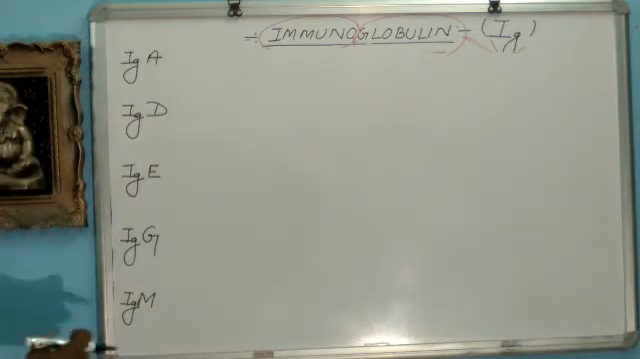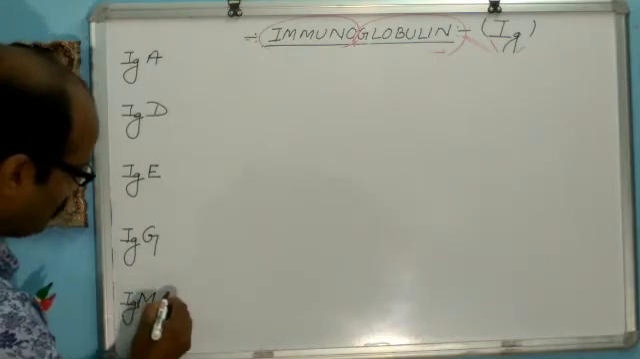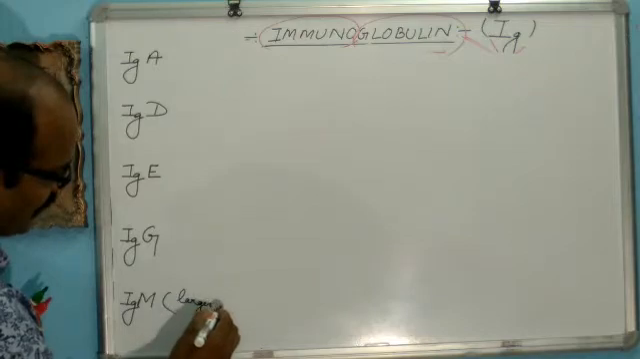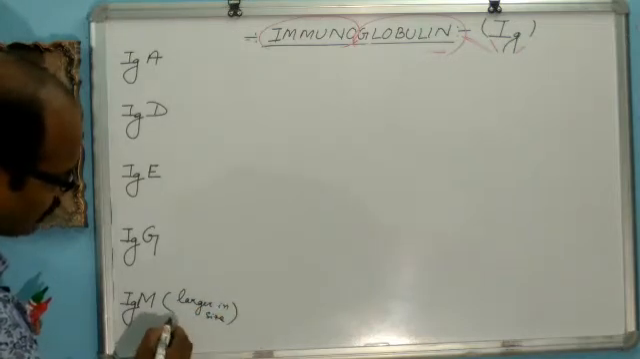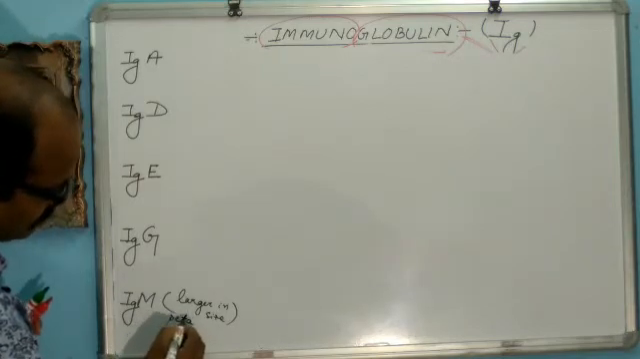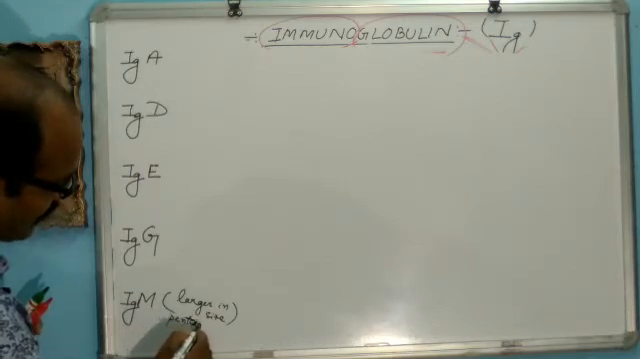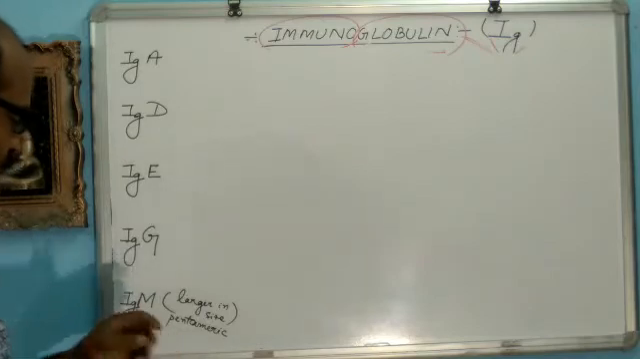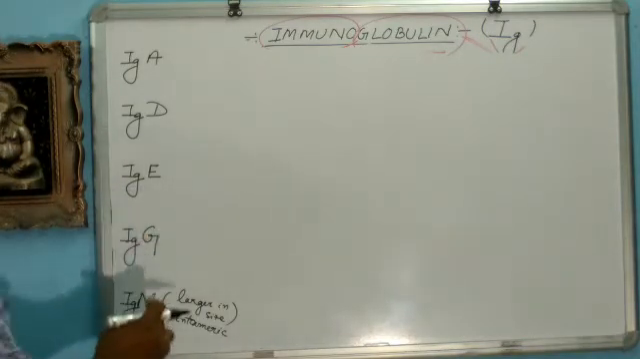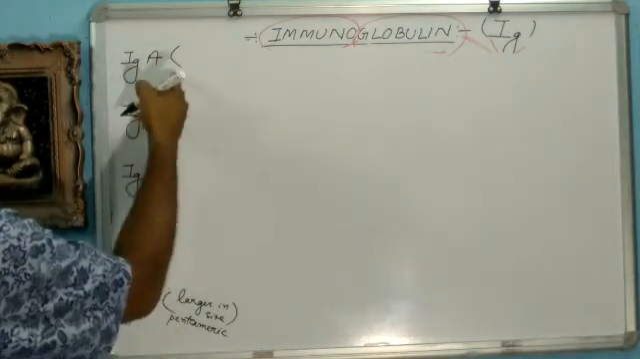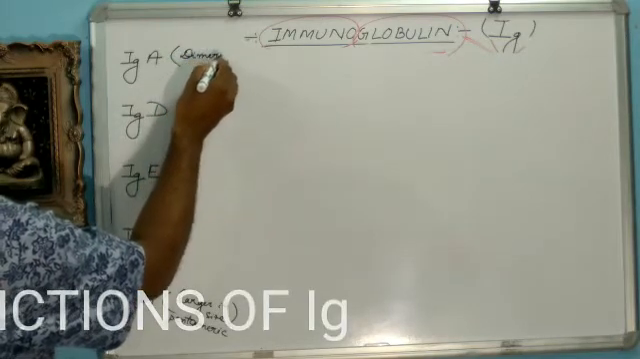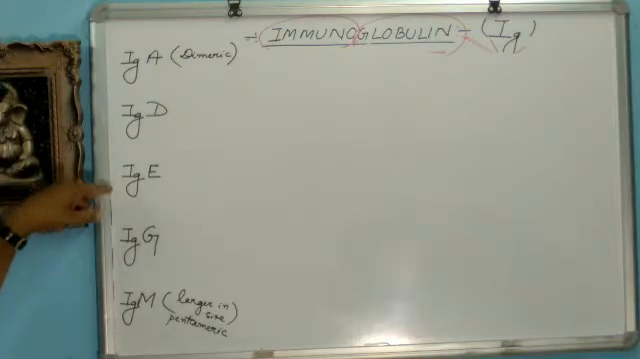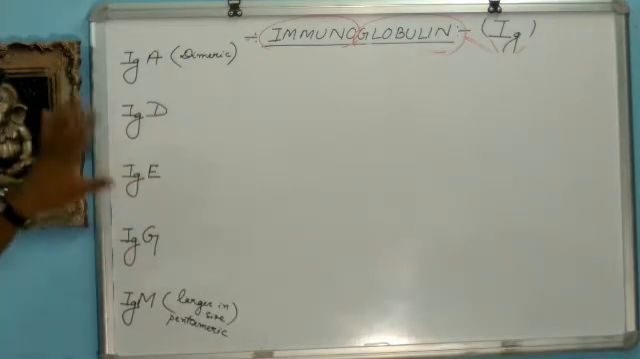Out of these 5 immunoglobulins, immunoglobulin M is the largest in size, and this is pentameric. It means that 5 units of immunoglobulin form immunoglobulin M. And immunoglobulin A is dimeric. Dimeric means 2 units of immunoglobulin form immunoglobulin A, and the others are monomeric, single units of immunoglobulins.